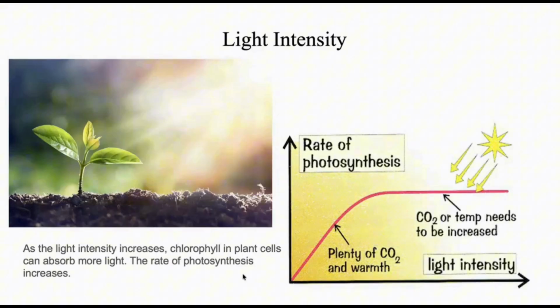The graph shows the rate of photosynthesis. So when there is more light, the rate of photosynthesis increases. When it reaches the optimum level, it is constant. So a further increase in photosynthesis depends upon the other factors, that is temperature or carbon dioxide.